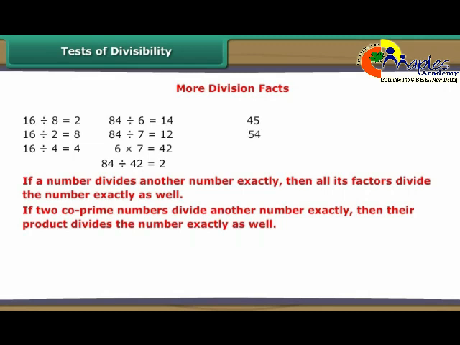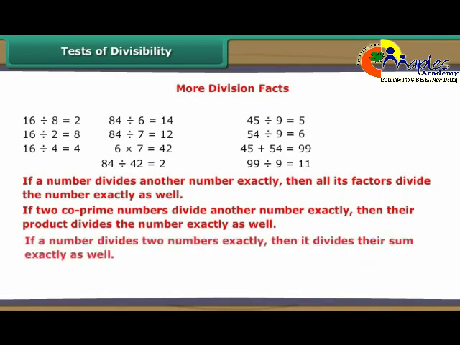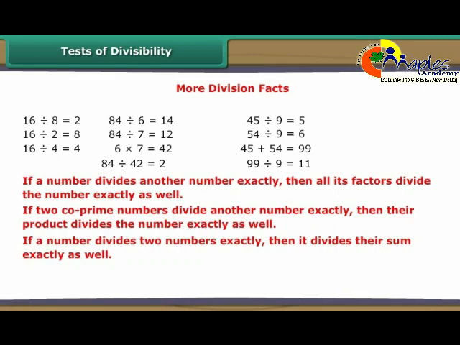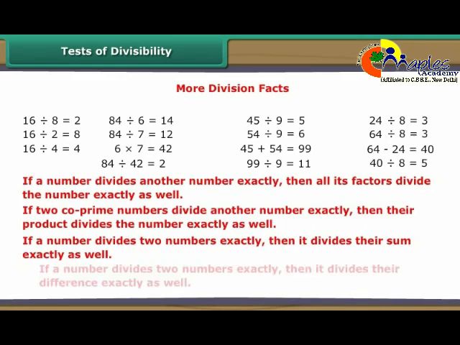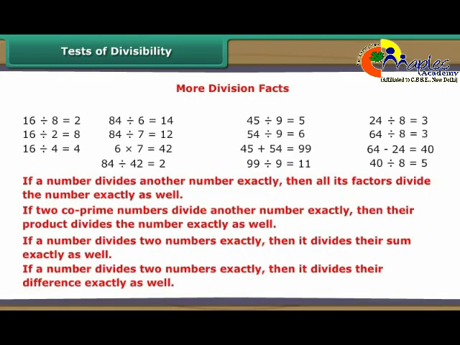Consider numbers 45 and 54. 9 divides both exactly. Consider the sum of 45 and 54, which is 99. 9 also divides 99 exactly. Therefore, it is true that if a number divides two numbers exactly, then it divides their sum exactly as well. Consider numbers 24 and 64. 8 divides both exactly. Consider the difference of 64 and 24, which is 40. 8 also divides 40 exactly. Therefore, if a number divides two numbers exactly, then it divides their difference exactly as well.